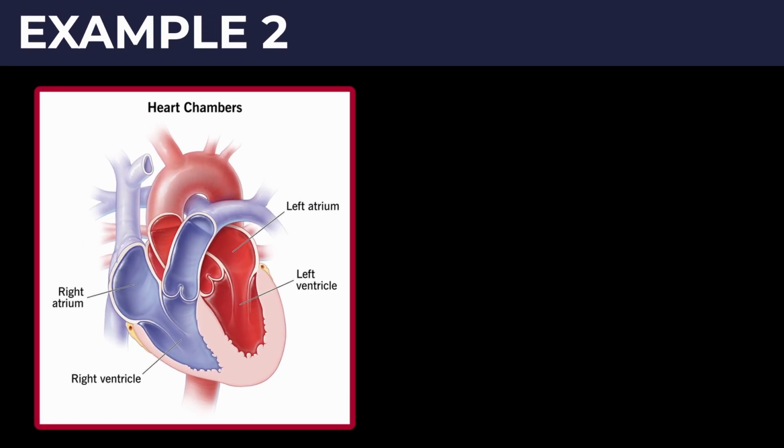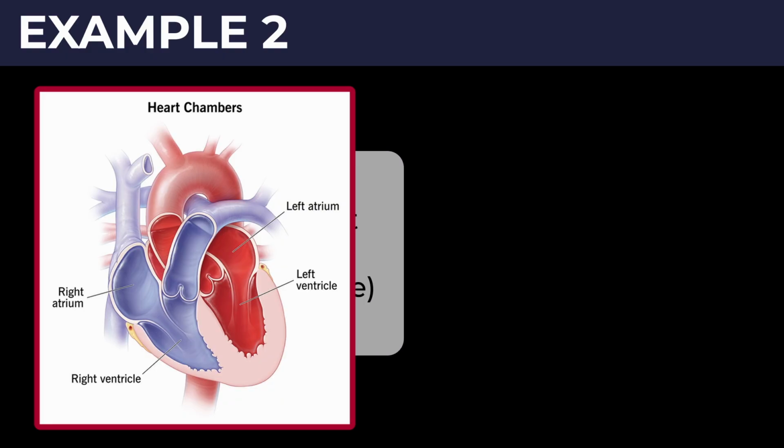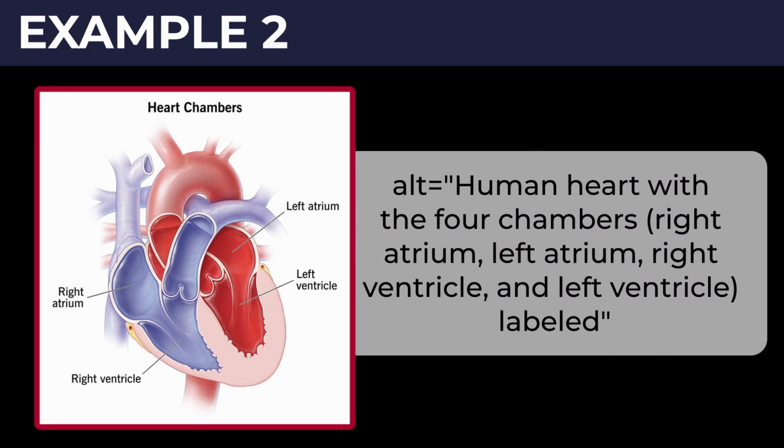For the next image, you see there's a picture of a human heart with the 4 chambers labeled. Appropriate alt text for this would be human heart with the 4 chambers, right atrium, right ventricle, and left ventricle labeled. Please note that it is important to list the 4 chambers as they are noted in the actual image.